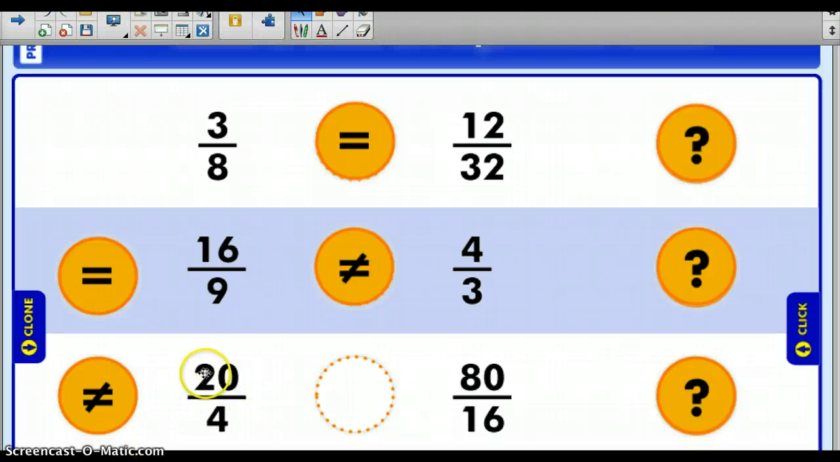And then this last one, if we multiply 20 times 4, we get 80. If we multiply 4 times 4, we get 16. So that one would in fact be proportional. Again, a proportion is just two ratios that are equivalent to each other, shown by an equal sign. So item 1 up here and item 3 down here would be proportional. The second item would not be.